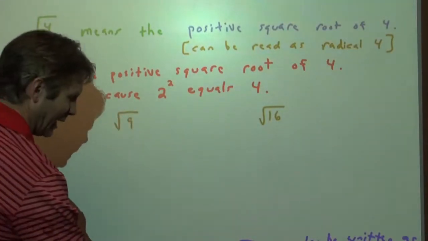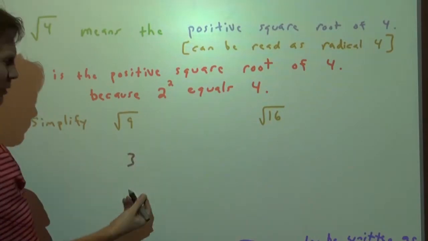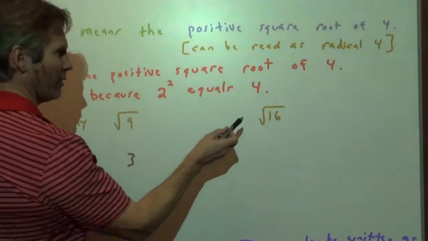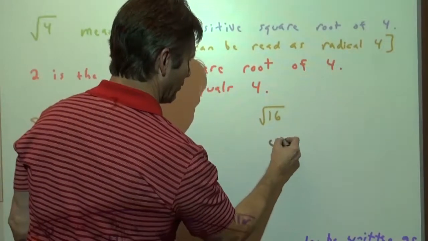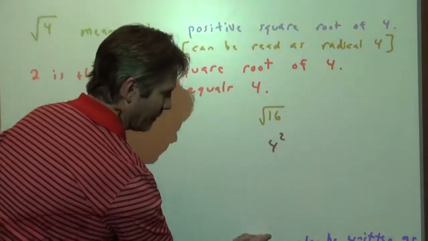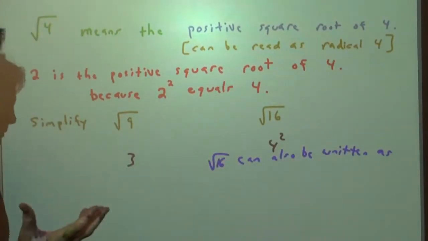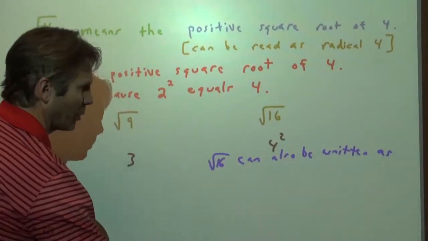The square root of 9. We know that the square root of 9 is 3, because 3 times 3 is 9. We know that the square root of 16 is 4, because 4 squared is 16. But there's another way that we can look at this. We want to get in the habit of looking at radical 16 maybe another way, just to help us understand the more difficult problems a little bit more.